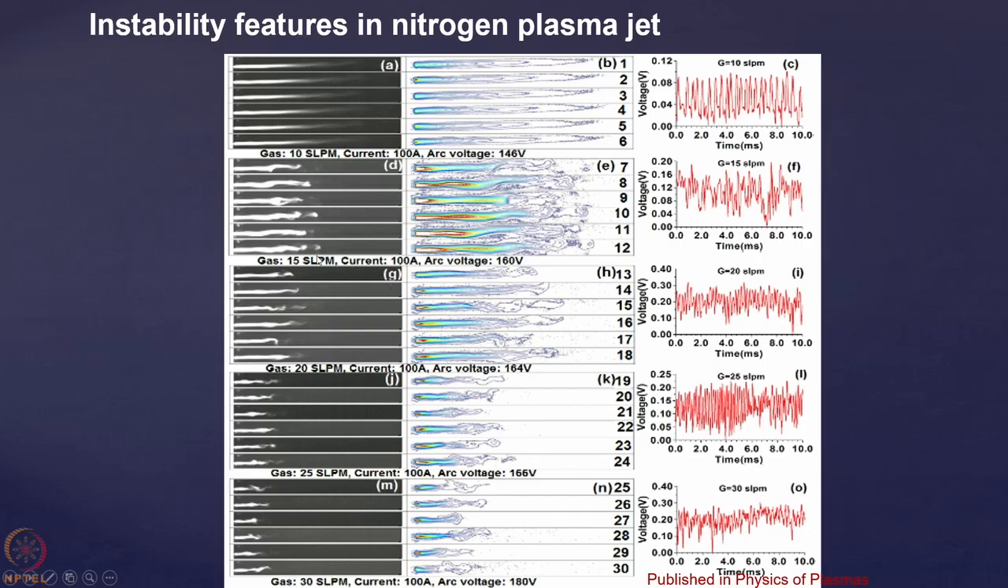Now when you increase the flow rate, it is natural to understand that if it is a pressure driven phenomenon, if I increase the flow rate, the jet length will be more, and if I reduce the flow rate, the jet length will be less. But here what we are seeing is not that. I am increasing the flow rate from 10 to 15 liters per minute, but the jet length is decreasing. Again, why is this happening?